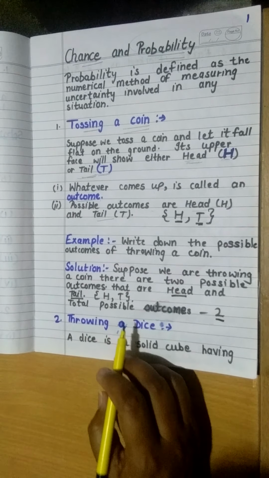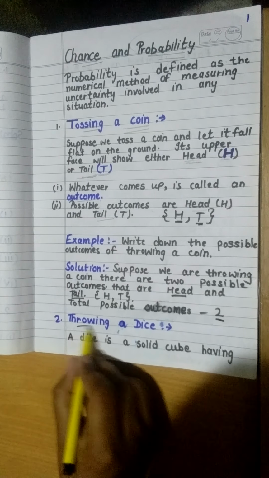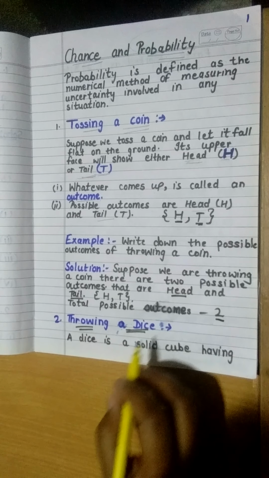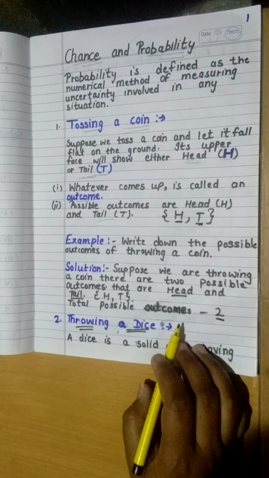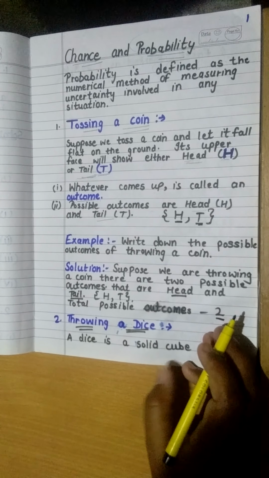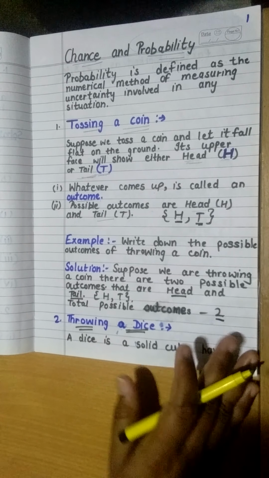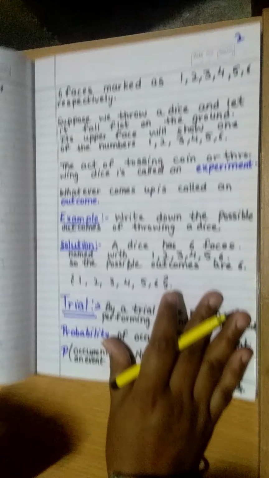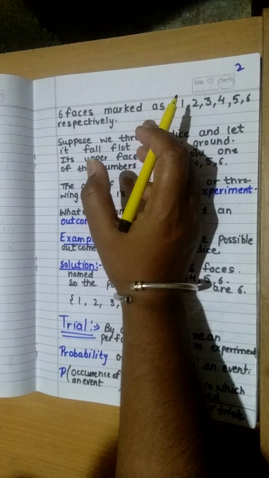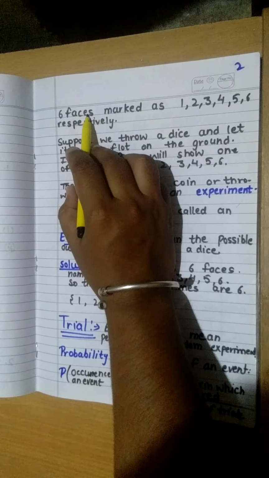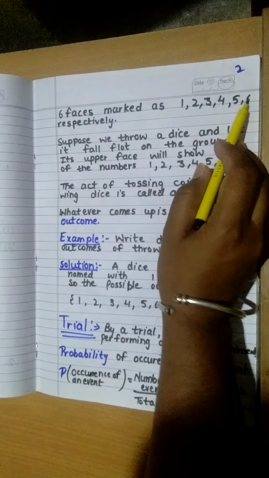And the second one is throwing a dice. Now we will find the probability of throwing a dice. We have a dice, we will throw that dice, and what are the possible outcomes of that dice? A dice is a solid cube having 6 faces, that are marked as 1, 2, 3, 4, 5, 6 respectively.